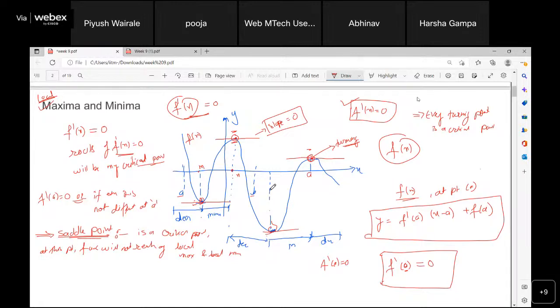Let's see. If the graph is given to us, we can directly see which are my critical points, which are the turning points, and at these turning points whether it will achieve the maximum or minimum value, right? That we can see. Okay. So any doubt till now?